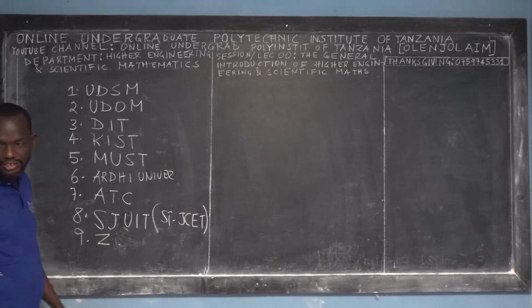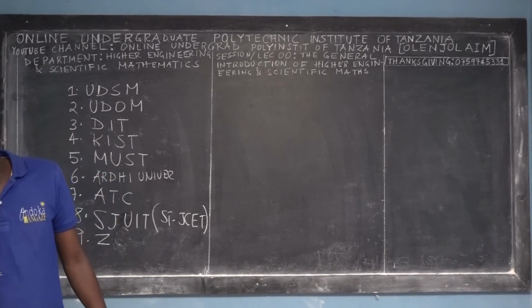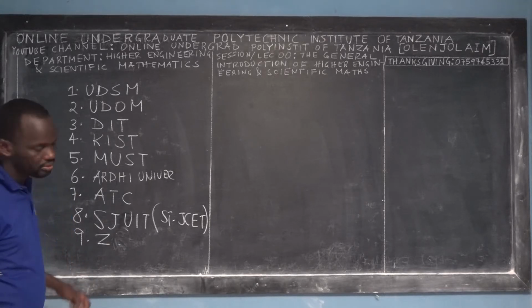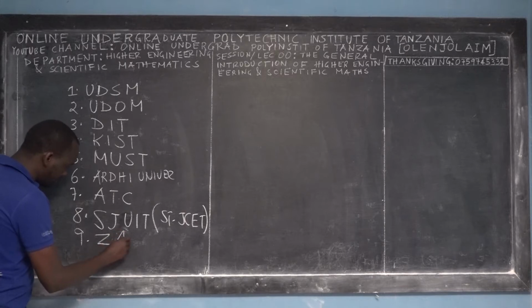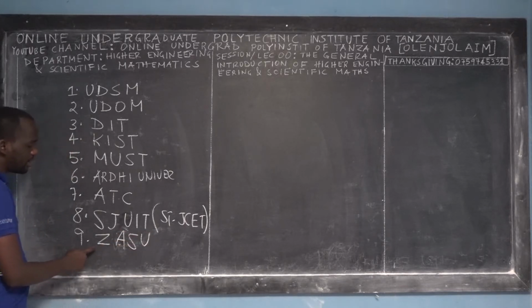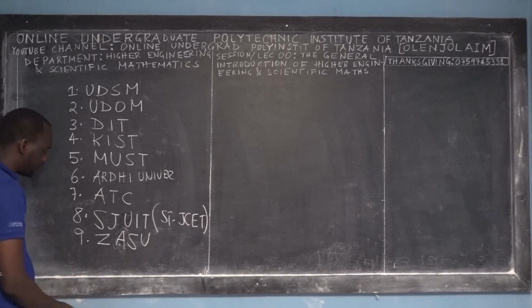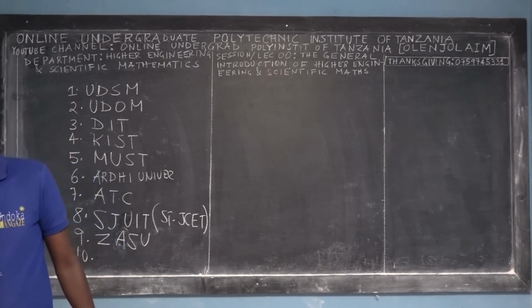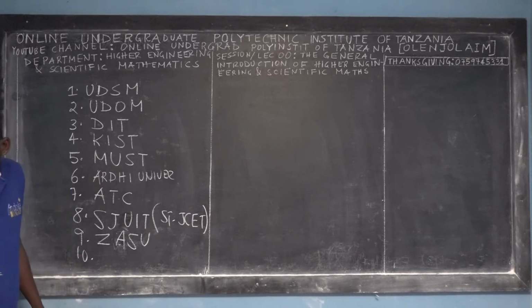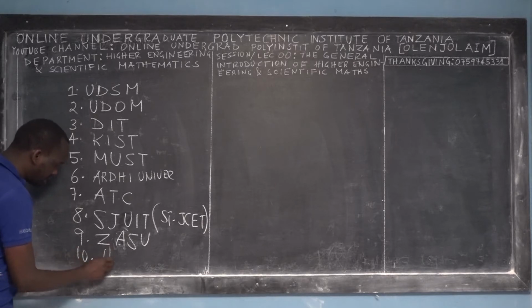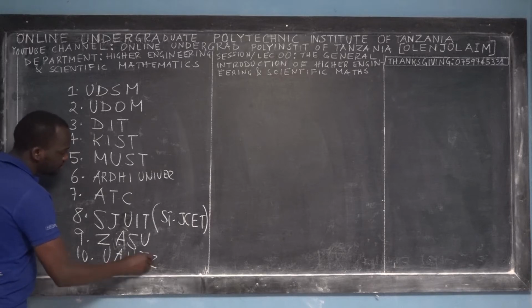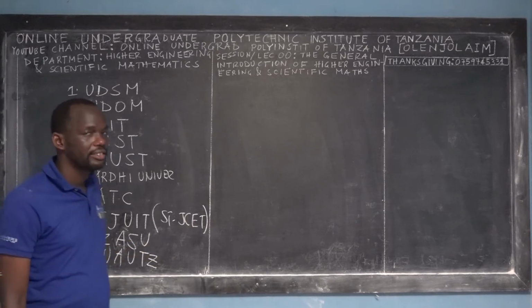So it is called the Zanzibar State University, abbreviated ZASU. Then the tenth one is the United African University of Tanzania. So these are the 10 examples.